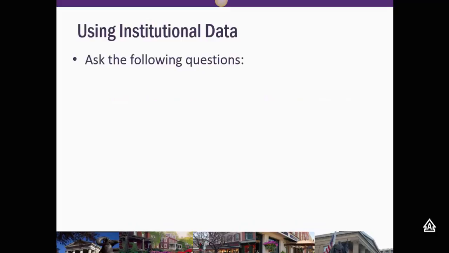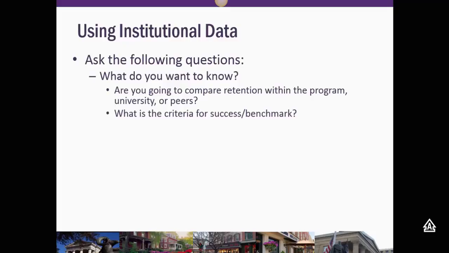So we established that we need to use institutional data as it relates to graduation, retention, and employment to help better demonstrate program outcomes. To do this effectively, we must first ask the following questions. First, what do you want to know? Do you want to know about retention within the program, retention within the university, or retention within peers? Or do you want to compare your retention within your program, how it relates to the university retention rates, or within peers? Next thing you want to know is what's going to be the criteria for success, or the benchmark.